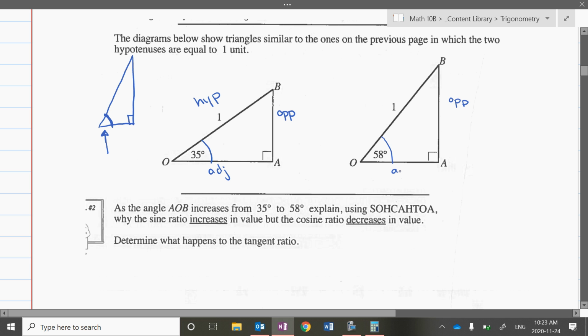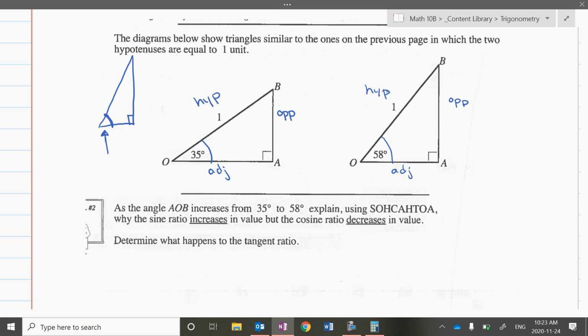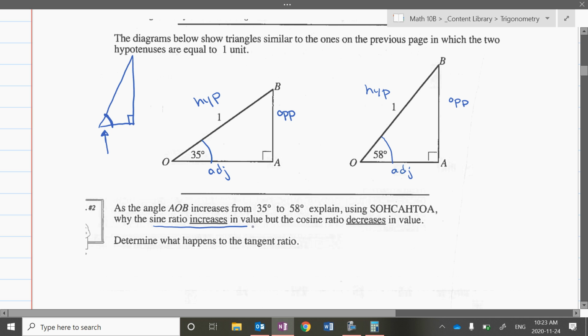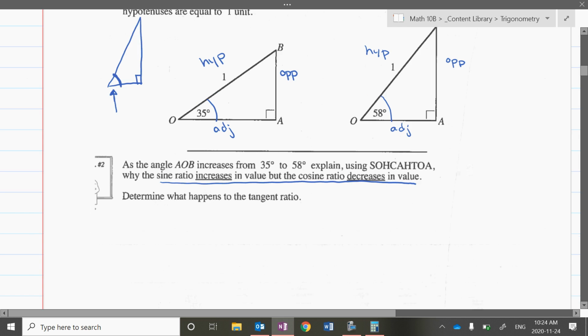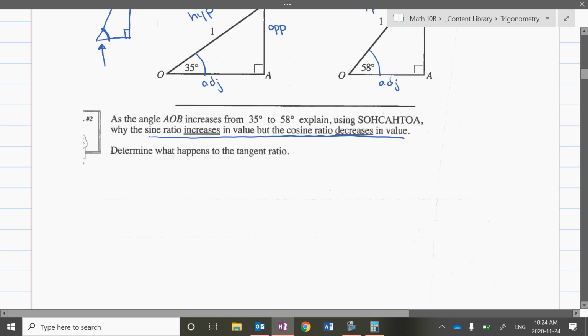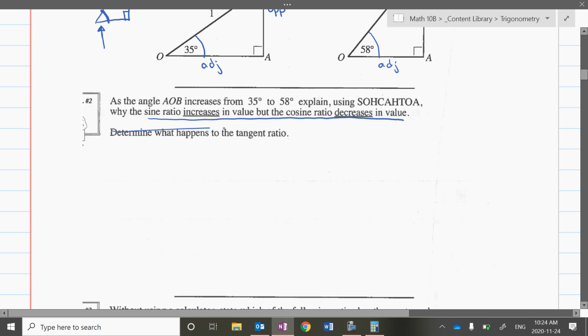Grade 10s, let's write this down, please. Adjacent. So as that angle's increasing, keeping our hypotenuse measurement at 1 centimeter, we see our opposite side is also increasing. What that means is our sine ratio is going to also increase and our cosine ratio will decrease. Why is that?